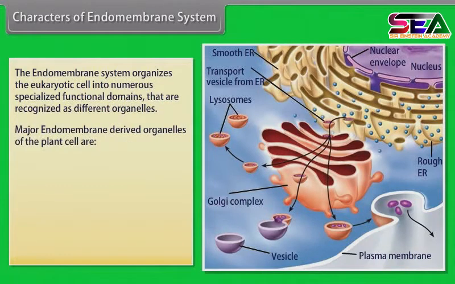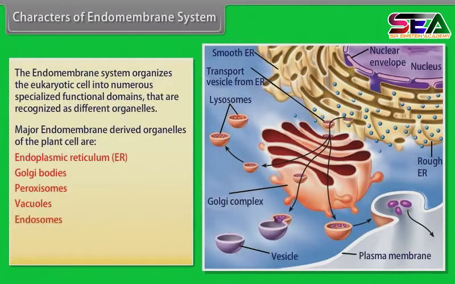Major endomembrane-derived organelles of the plant cell are endoplasmic reticulum, Golgi bodies, peroxisomes, vacuoles, endosomes, autophagosomes, and the outer nuclear envelope.